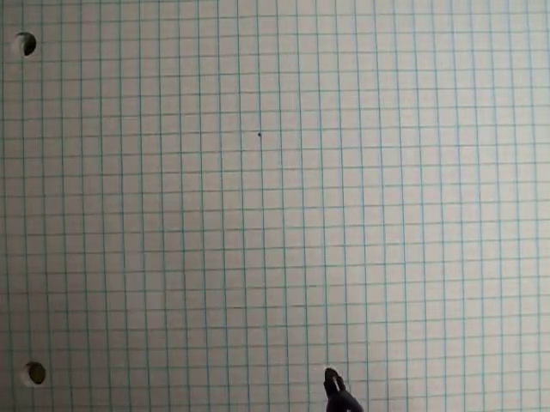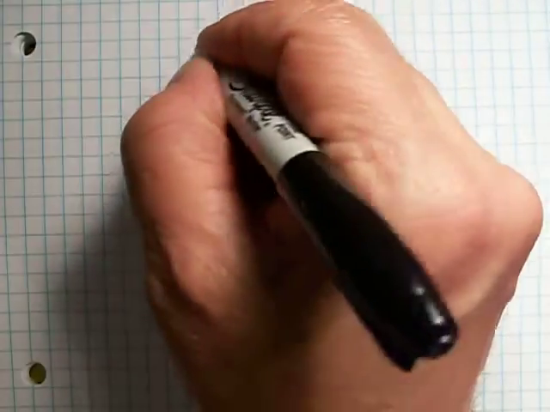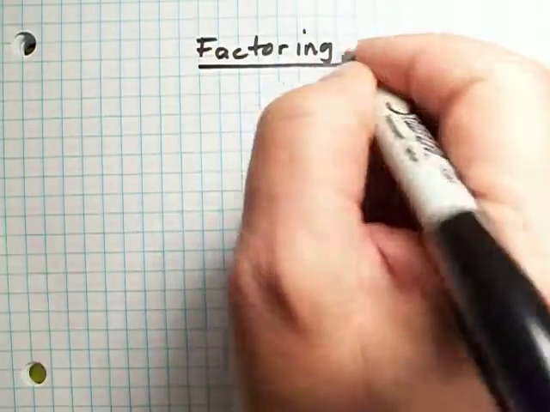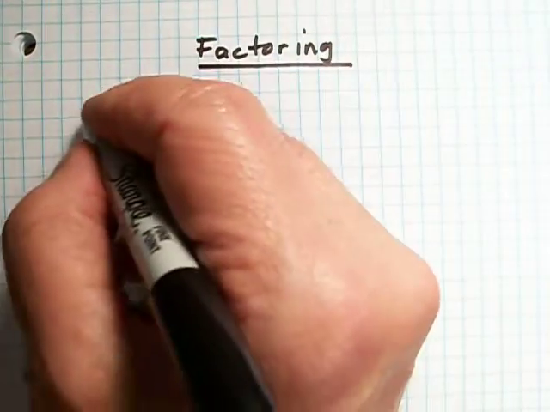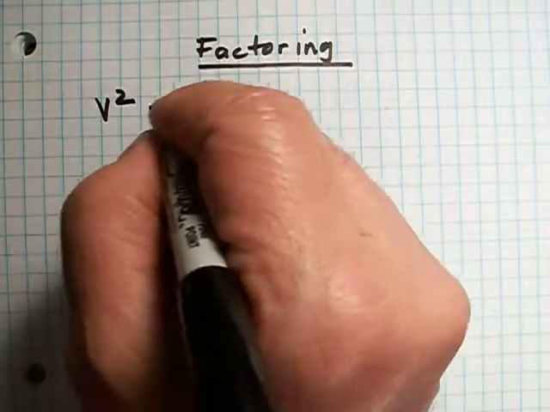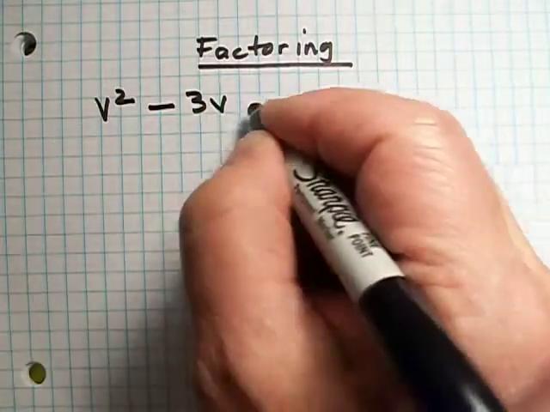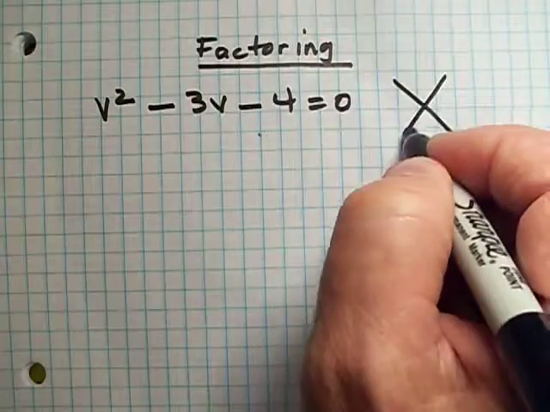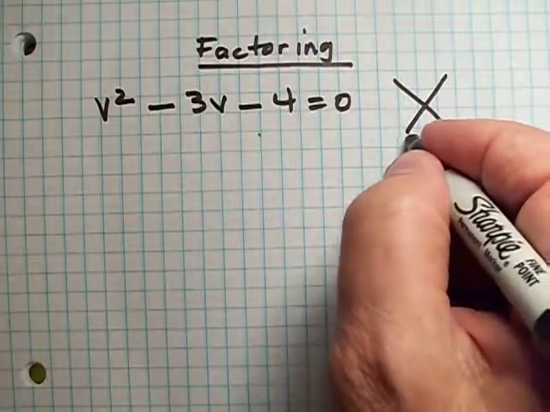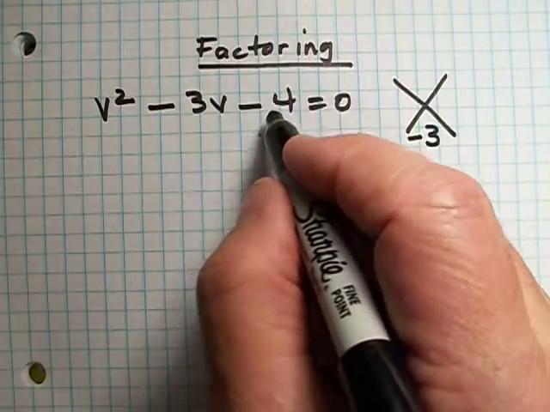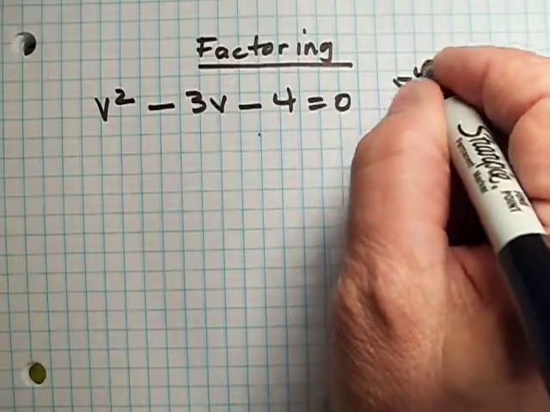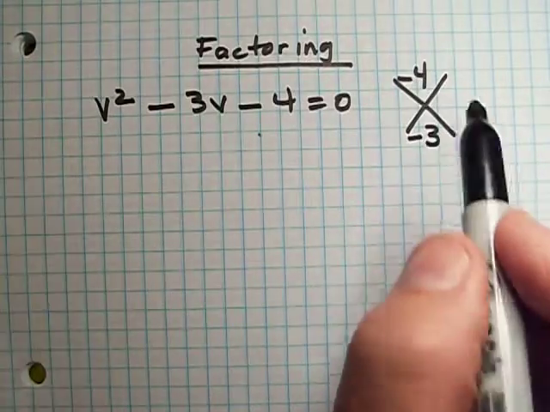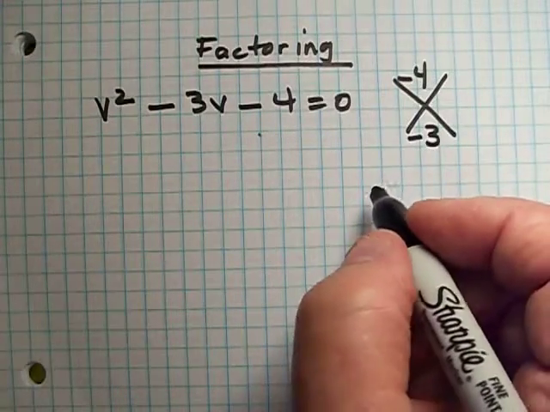Okay, today we're going to solve quadratic equations by factoring, and I'm going to give you two examples. The first one is v squared minus 3v minus 4 equals 0. Alright, my middle term is negative 3, my last term is negative 4. So I need two numbers that will multiply to negative 4 and add to negative 3.